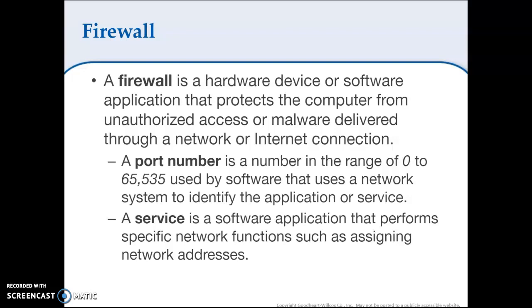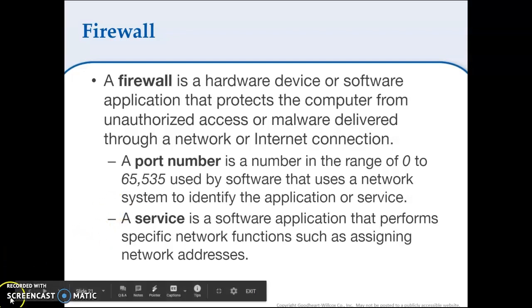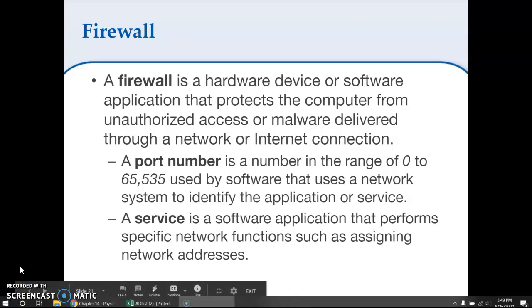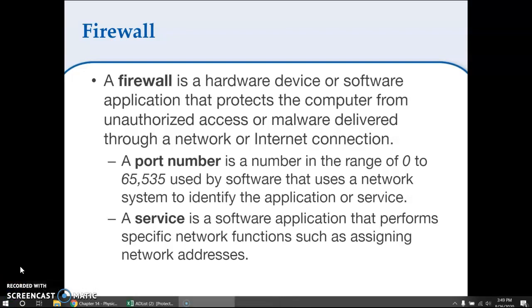A port number. So a port number is in a range from 0 to 65,535 used by software that uses a network system to identify the application or service. And so the service is a software application that performs specific network functions such as assigning network addresses. So these are all aspects of ways of protecting the PC from a breach or an infection.